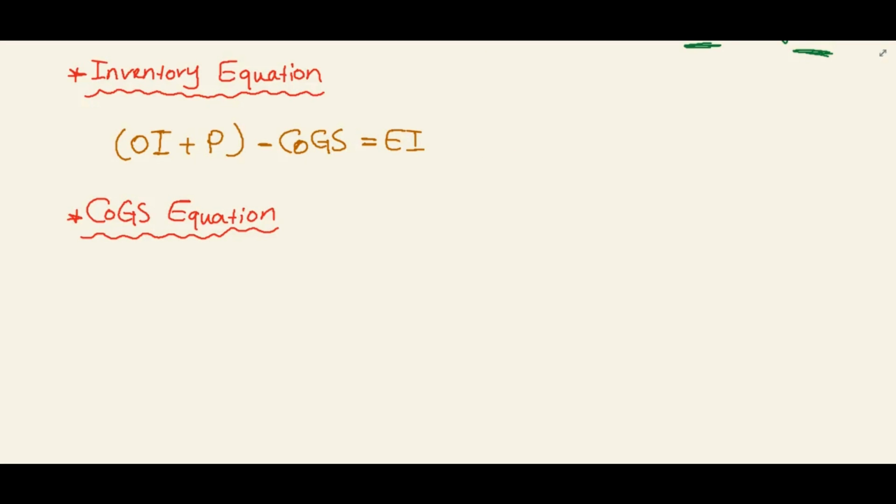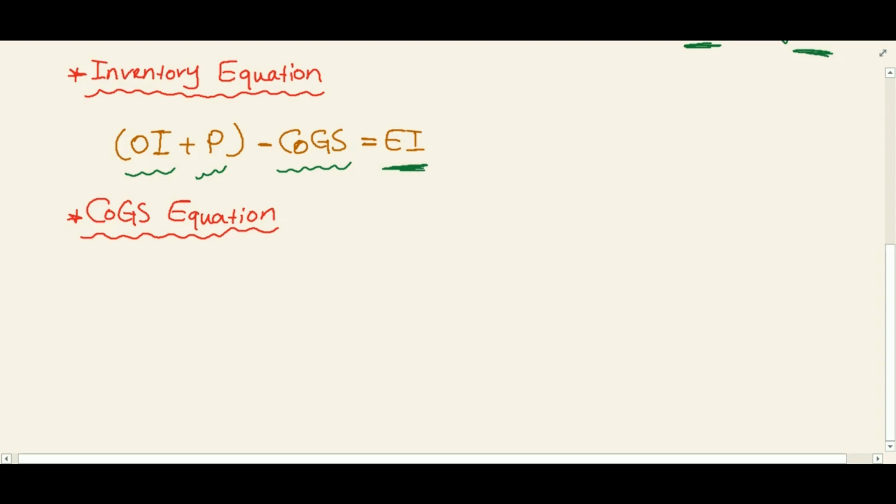In this video, I will talk about two important equations in financial accounting. First, I'll talk about the inventory equation. For the inventory equation, we will have the opening inventory. We'll add to it the purchases for the period. Then we'll deduct from it cost of goods sold. And after that, we will have the ending inventory.